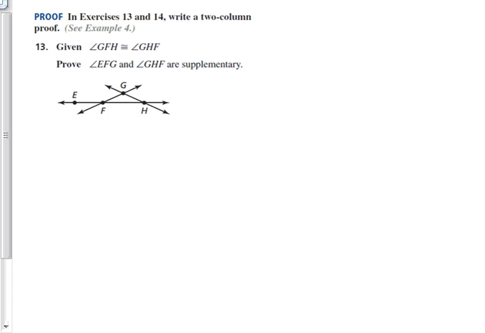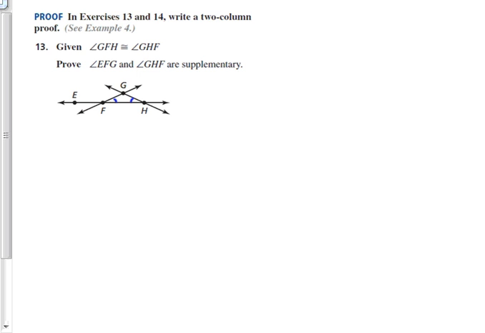So for number 13, we get more into the proofs here. It says to write a 2-column proof, but I'm actually just going to do a flowchart proof, which is what I've been doing this whole unit. It gives me a given statement that angle GFH is congruent to angle GHF. So I'm going to do my little congruent marks right here and right here. I know those angles are congruent. And then it says that I need to prove that angle EFG and GHF are supplementary.